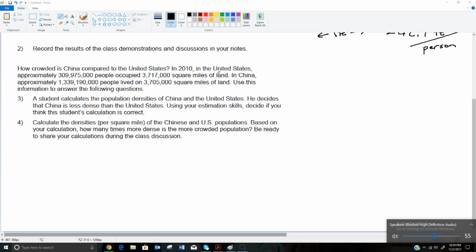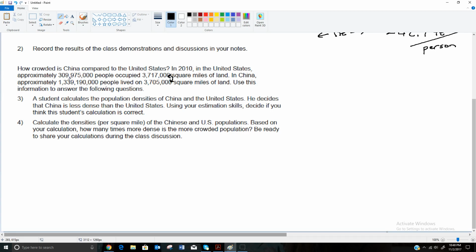If you notice, the square miles between the two countries are actually fairly close. If you never realized that, the size of China and the size of the U.S. are actually very close to each other. These are very close in size, only a difference of 12,000 square miles, which when we're talking about the size of a country is not much at all.